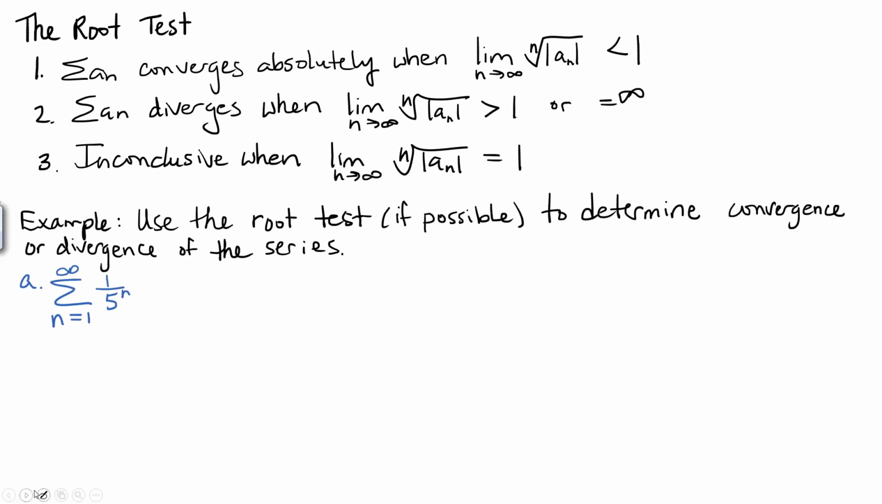So let's take a look at an example. We're going to use the root test, if possible, to determine the convergence or divergence of the series. This particular series, you might notice, is actually a geometric series with a base of 1/5. So we should know by that it converges. But just for practice, we're going to try to use the root test on this. And the reason why the root test is a possibility is because we have an nth power, and the root test talks about taking an nth root.